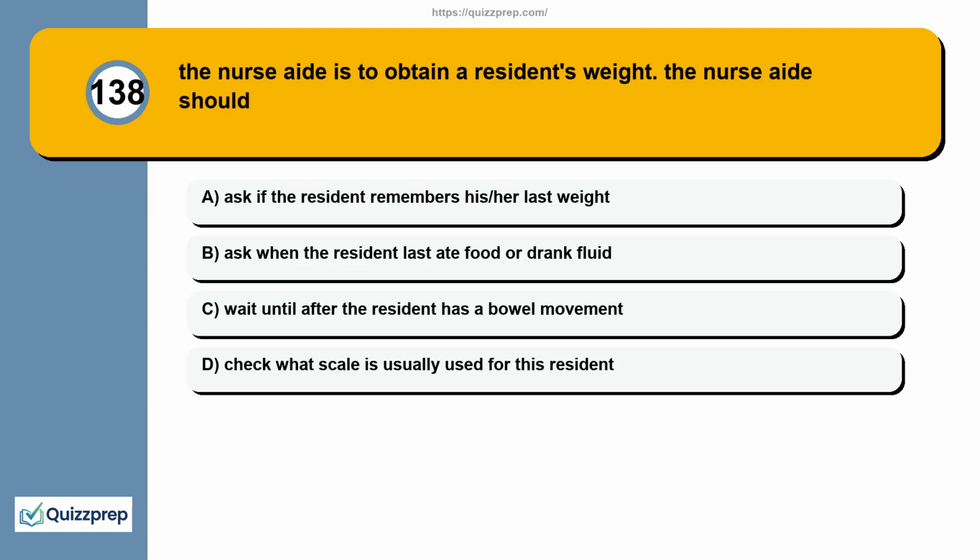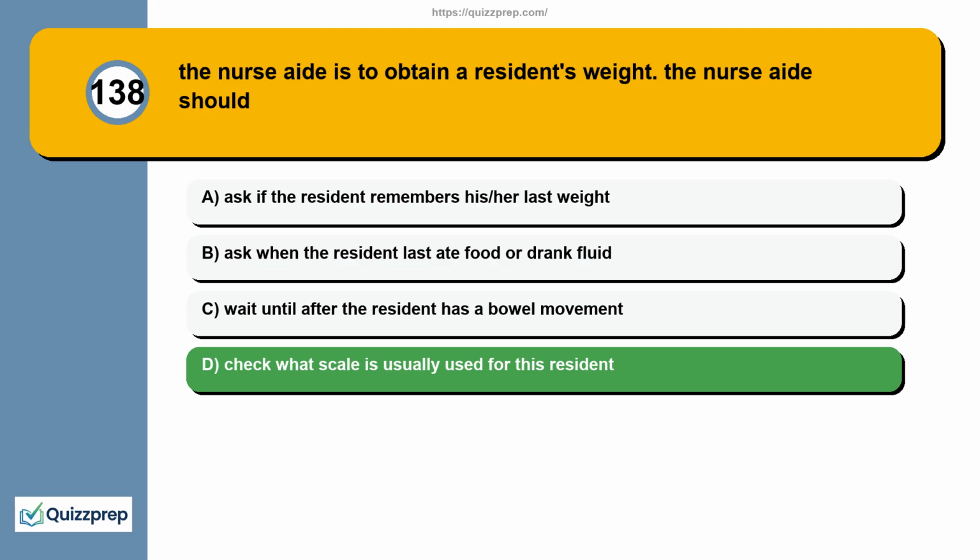Question 138. The nurse aide is to obtain a resident's weight. The nurse aide should: Option A, ask if the resident remembers his/her last weight. Option B, ask when the resident last ate food or drank fluid. Option C, wait until after the resident has a bowel movement. Option D, check what scale is usually used for this resident. The correct answer is option D, check what scale is usually used for this resident.